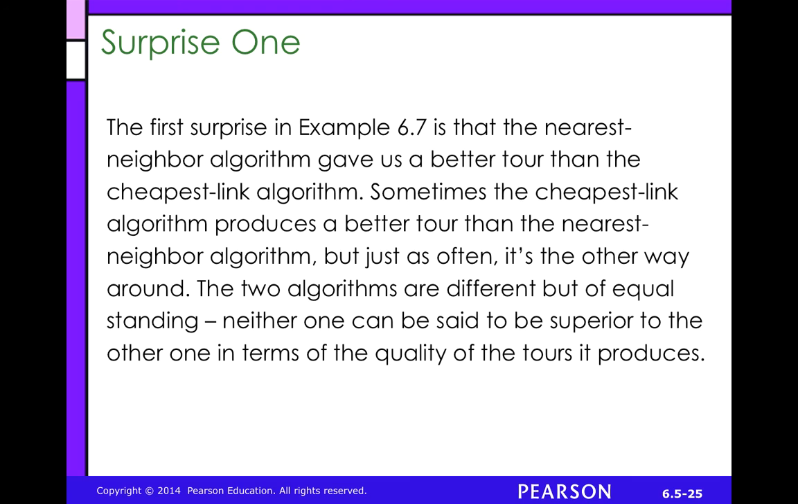So actually, in this case, the nearest neighbor gave us a better tour than cheapest link, right? It did better by 1,300 miles. Sometimes cheapest link does better than nearest neighbor. So there's really no way to tell ahead of time which is going to do better for you. So in practice, people would just do both and pick the better one. The 2 algorithms are different but of equal standing. Neither one can be said to be superior to the other in terms of quality of tours it produces. They're both, in general, pretty fast, and they both will give you reasonably good tours. They will rarely give you the best tour, but they will give you good tours.